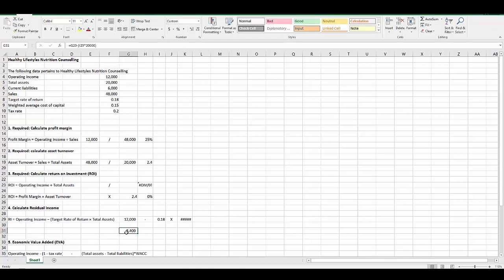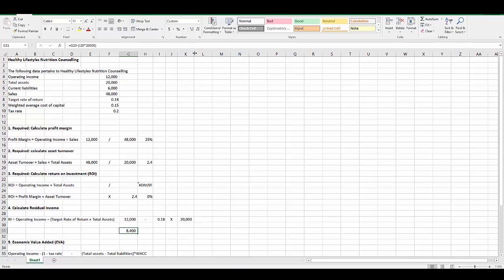So what this is telling you is the company is actually generating operating income of $8,400 more than what is required to achieve the company's rate of return of 18% on assets.